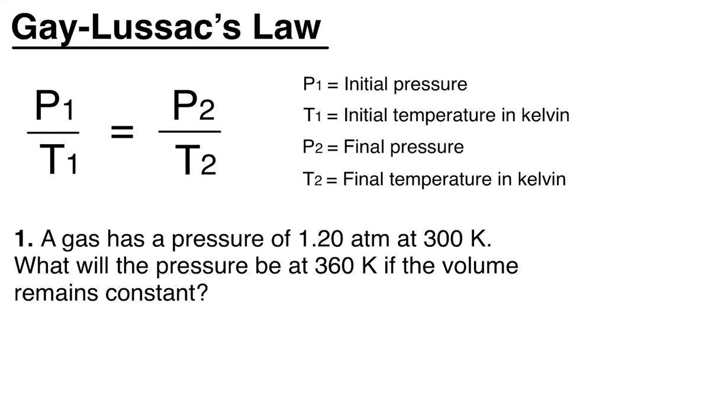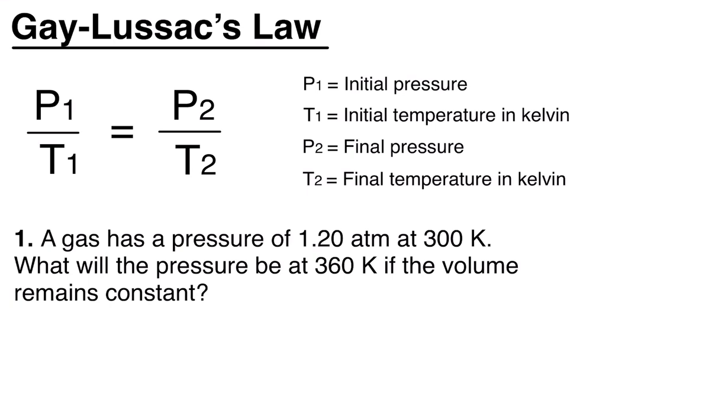Gay-Lussac's law describes the direct relationship between pressure and temperature of a gas at a constant volume. So the equation is P1 over T1 is equal to P2 over T2, with P1 and P2 being the initial and final pressure, and T1 and T2 being the initial and final temperature, both in Kelvin. An important note: we need to always convert temperature to Kelvin by adding 273 to any degrees Celsius we get in a question.